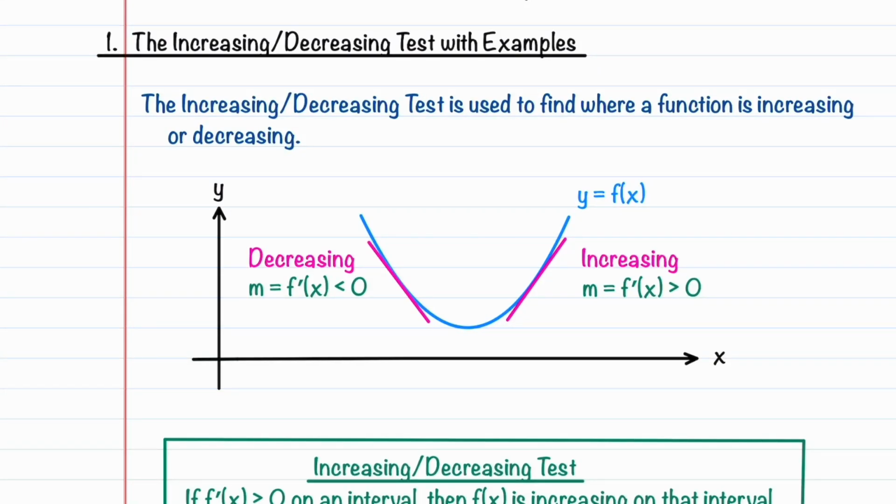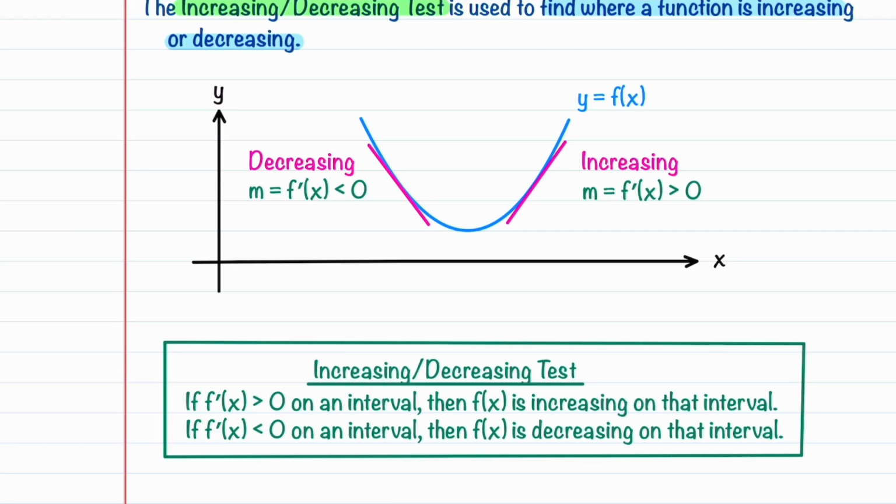Let's now learn about the increasing-decreasing test and walk through some examples. The increasing-decreasing test is used to find where a function is increasing or decreasing. In this graph, we have the function y is equal to f of x, and we're going to look at where it is increasing and decreasing.